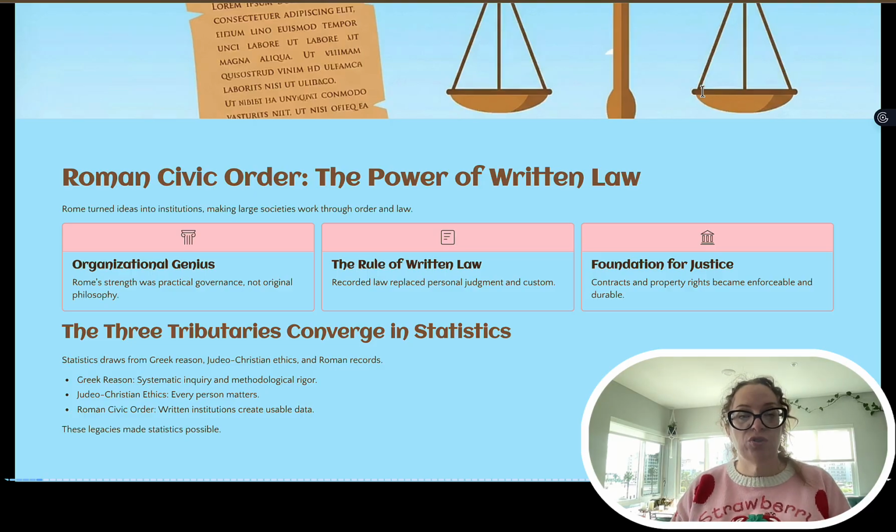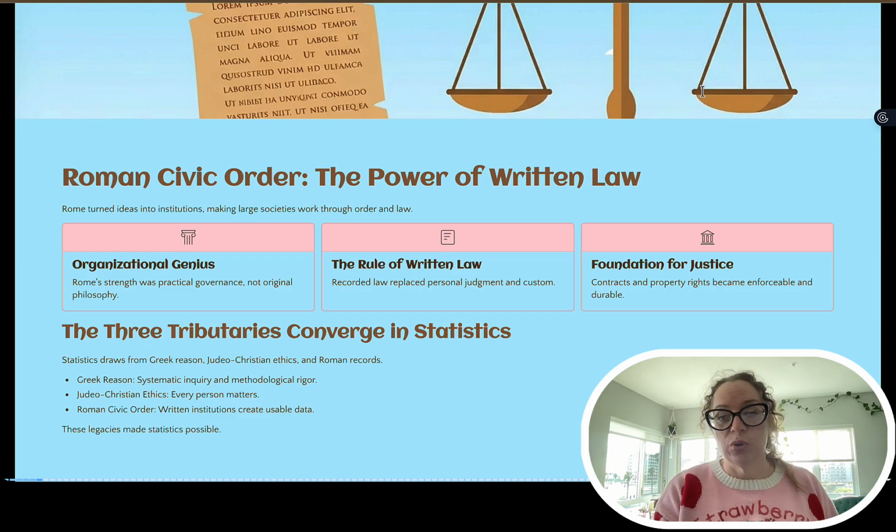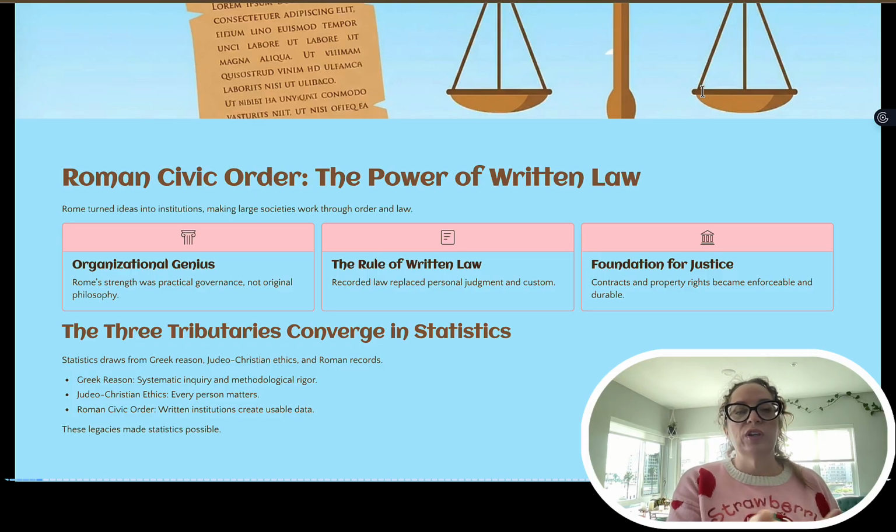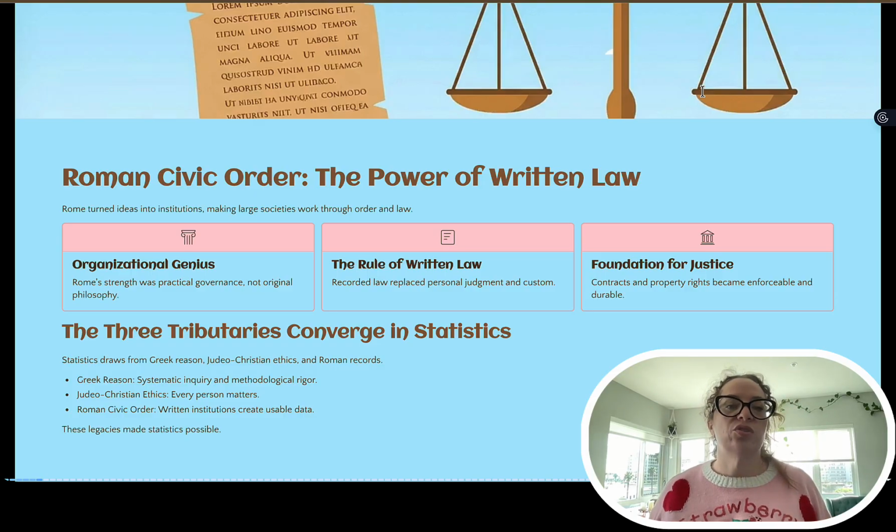You need Greek reason to construct the question in a rigorous way. You need Judeo-Christian ethics to insist that the answer matters at all, that the suffering of the illiterate matters, that slaves who can't read are still important. And you need Roman civic order because, without the census records that they kept back in the 1800s, you wouldn't have the records of people's institutional lives or individual lives, and there'd be no data to analyze at all. Okay, you need all three of those.